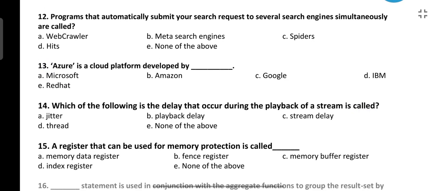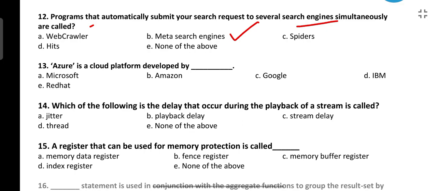Next is, programs that automatically submit your search request to several search engines simultaneously are called. So the correct answer for this is meta search engine. What is meta search engine? Whatever the search user wants to do, it will submit that search query to all different search engines, and whatever response it gets from the different search engines, it will show to the user. So this is known as meta search engine.